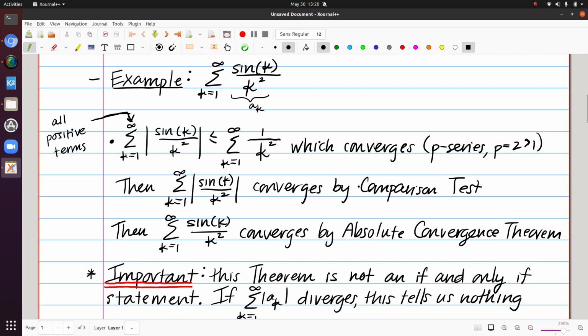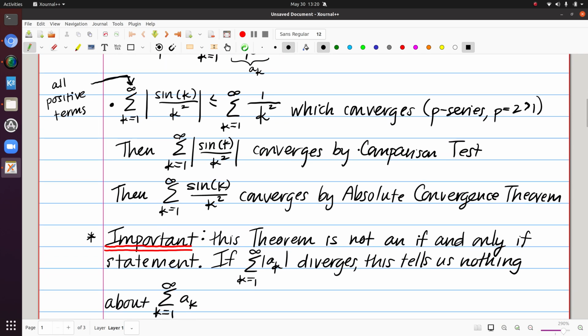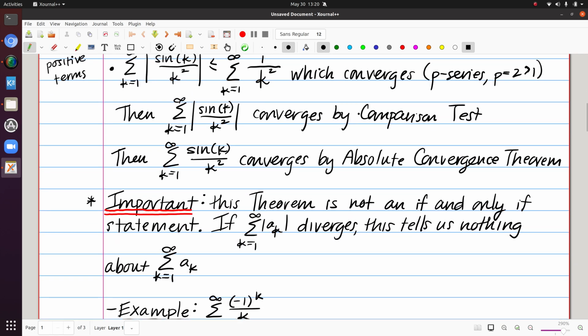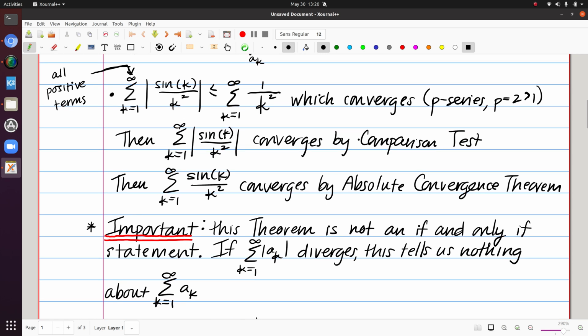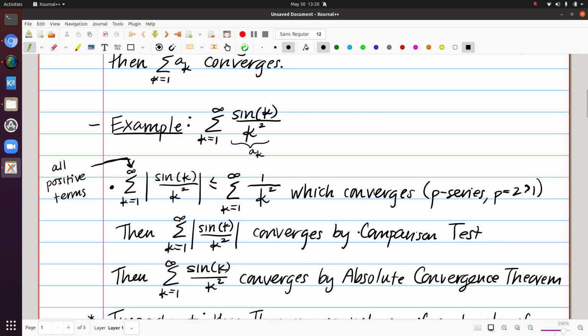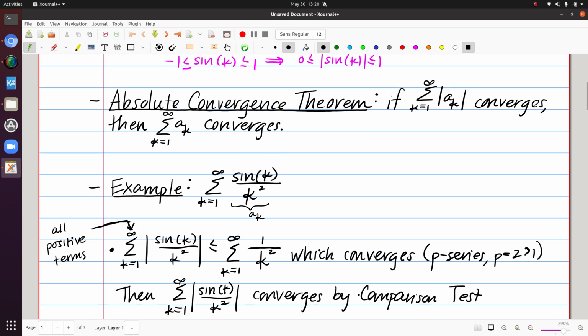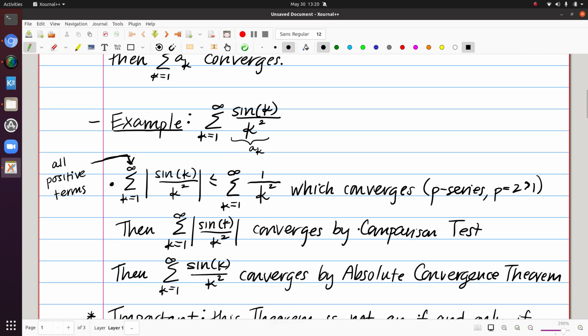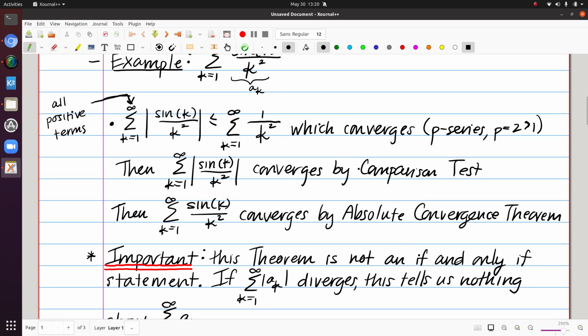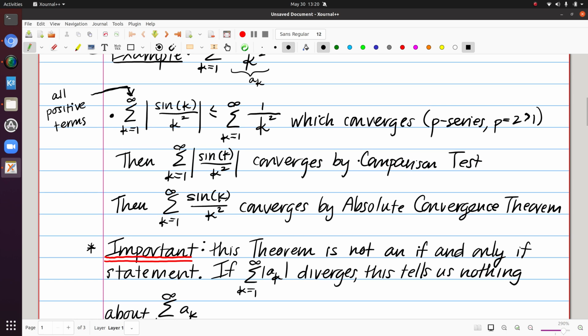I do want to emphasize, as is often the case with things we've been looking at with series, we have to be very careful with the direction of our implication. The theorem says that if the sum of the absolute value of the terms converges, then the sum of just the terms themselves converges. If I swap out the word converges for diverges, that tells me absolutely nothing about the original series.